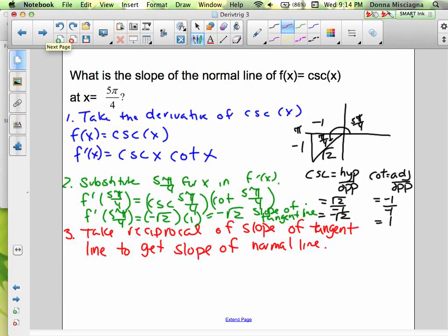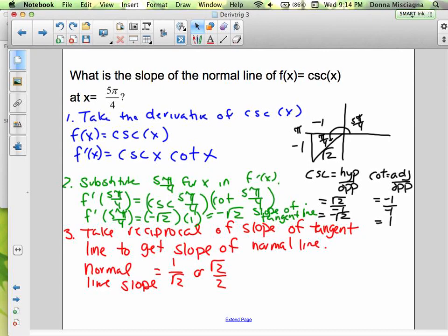To take the reciprocal of the slope of the tangent line, if we've got negative square root of 2, the reciprocal of that is just 1 over that. So the normal line slope is going to be, instead of negative, positive. So 1 over the square root of 2 is fine, or if you wanted to rationalize it, it would be the square root of 2 over 2. And that's the slope of the normal line. So we've done 2 little review problems, and that took us 10 minutes.